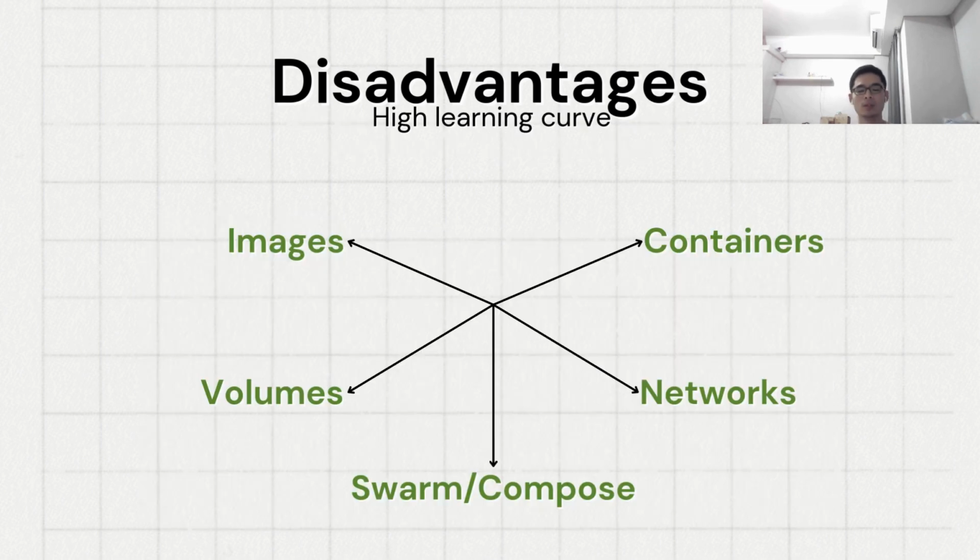The disadvantage of Docker is its high learning curve. To use Docker, you need to understand how the Docker volumes work, how the network works, the interaction between container and images, and how to use Docker Swarm or Compose. Compared to a traditional virtual machine, you just run the virtual machine and you can use it directly. But on Docker, you need to learn these things first before you can use it effectively.